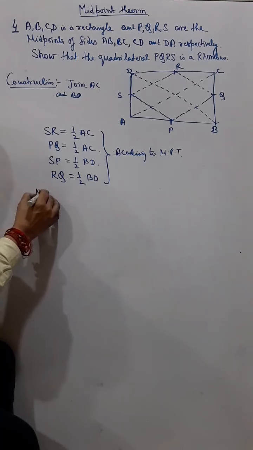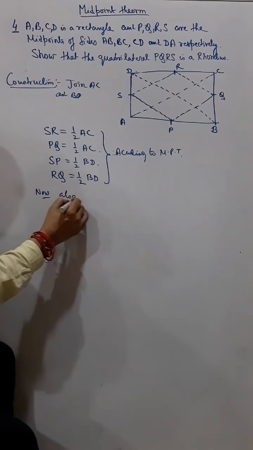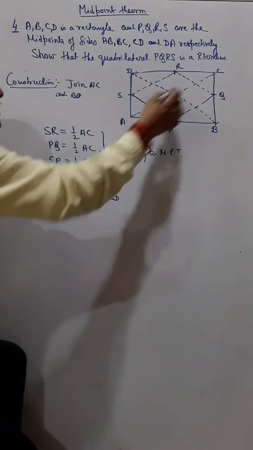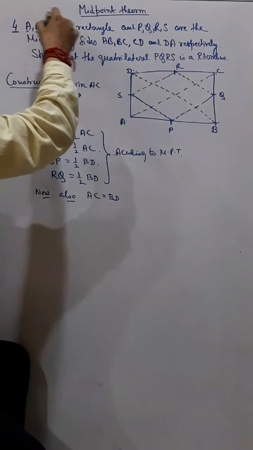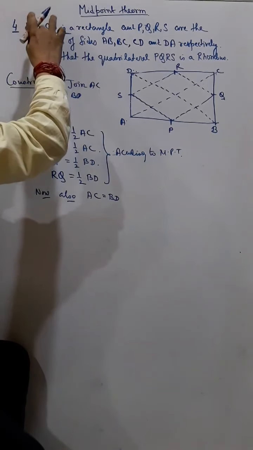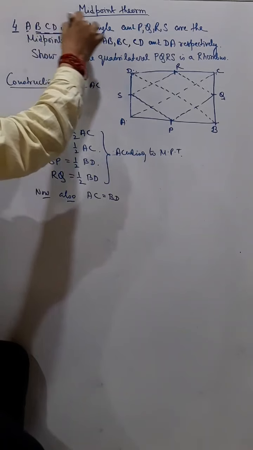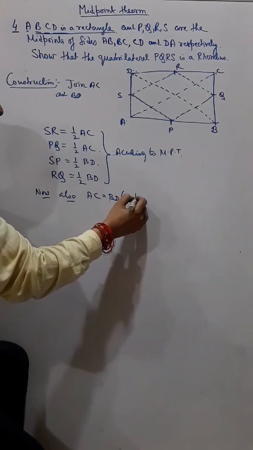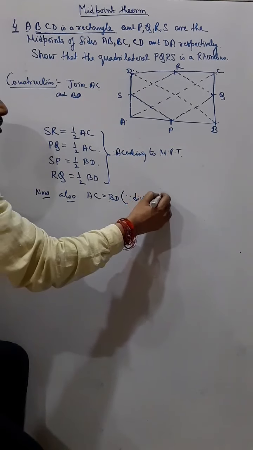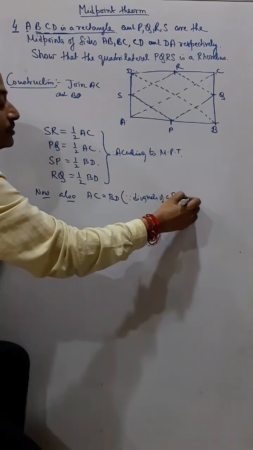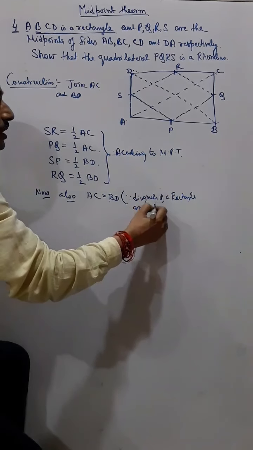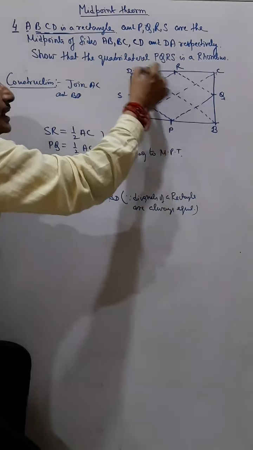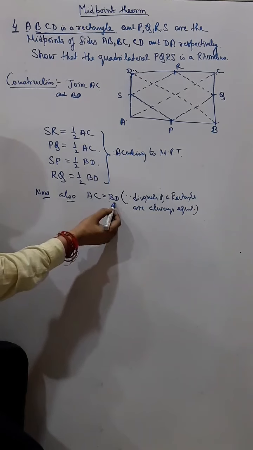Now also you know that AC equals BD, because ABCD is a rectangle. So AC equals BD. Why? Since diagonals of a rectangle are always equal. So in a rectangle the diagonals are equal. So therefore I can say AC equals BD, right?